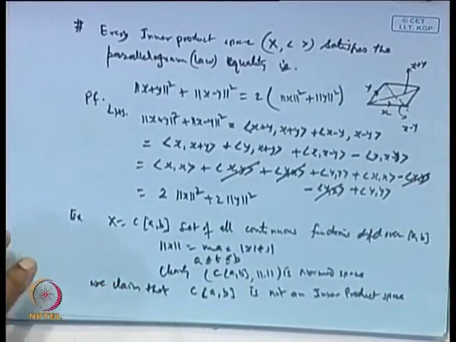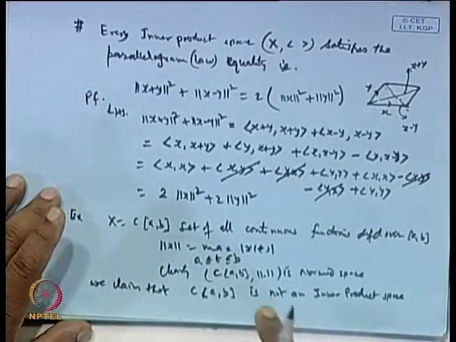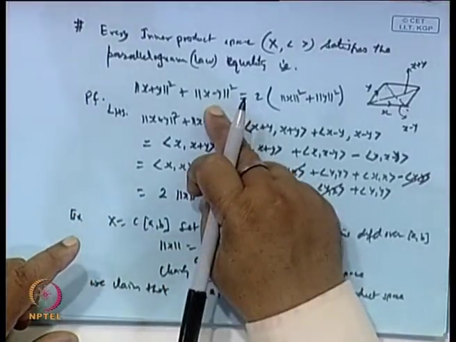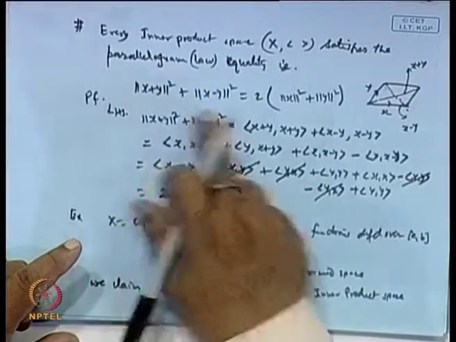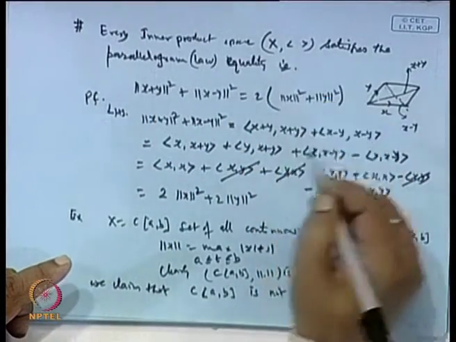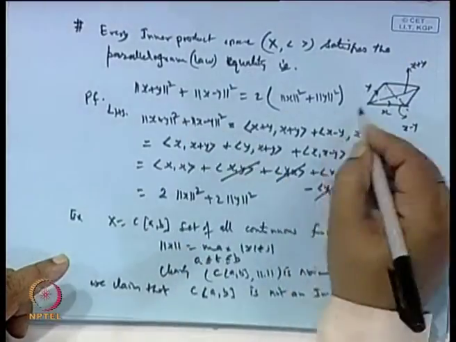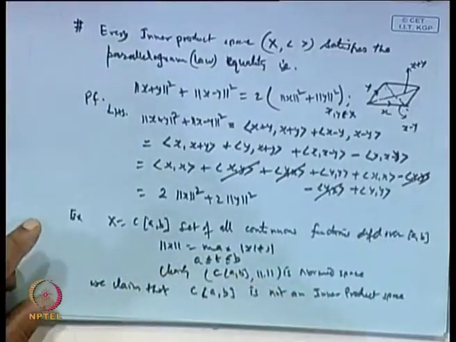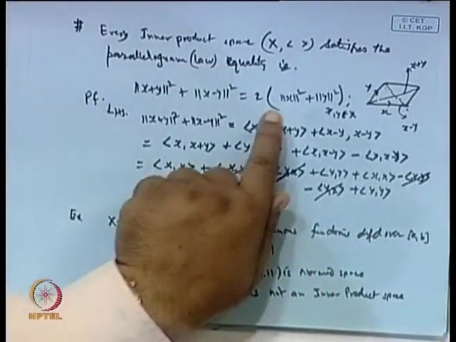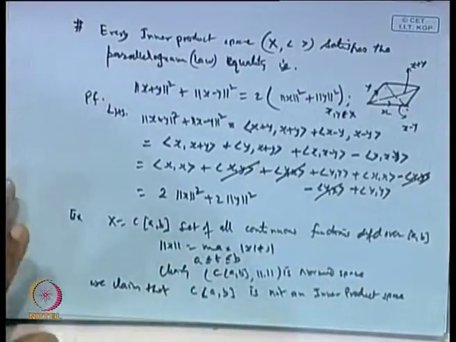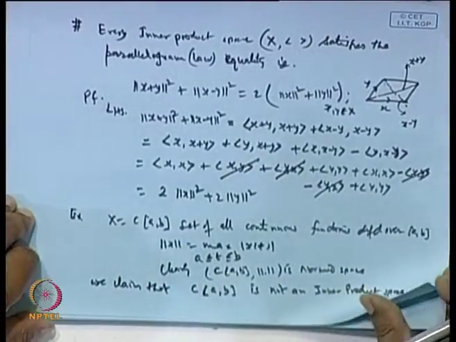It is not an inner product space. It means the norm which you have taken does not satisfy the parallelogram law. This inequality is true for any x and y, is it not? So, if I take a particular x and y which violate this condition, then obviously this space will not be an inner product space.